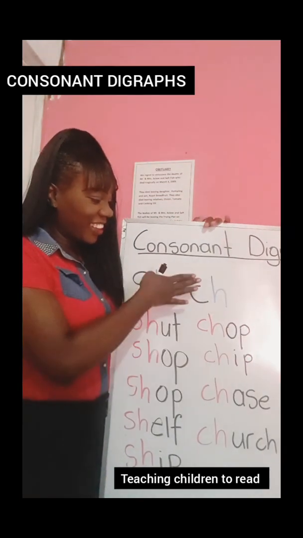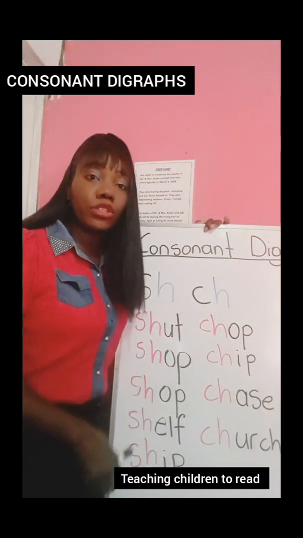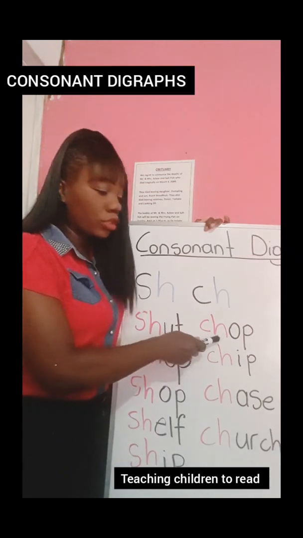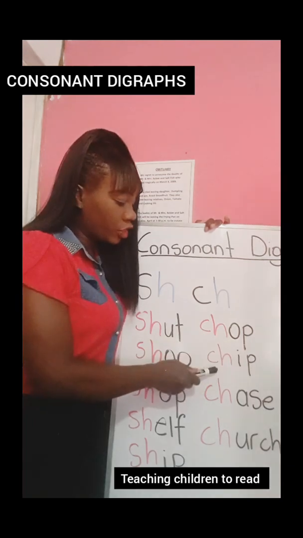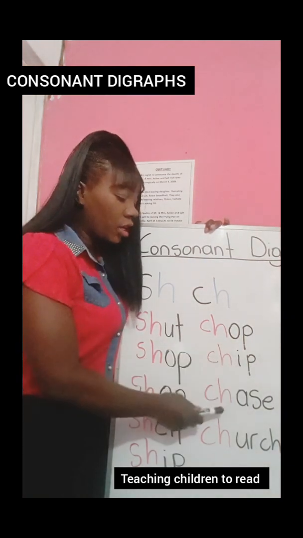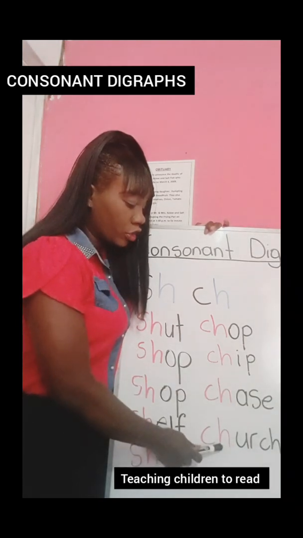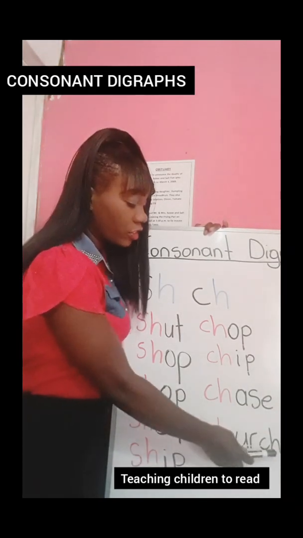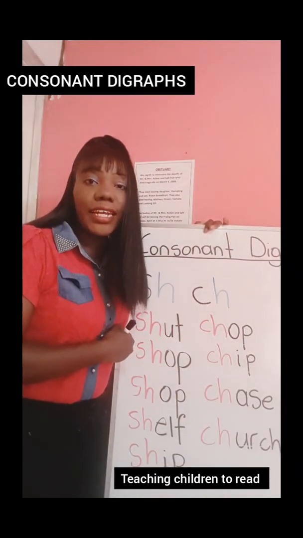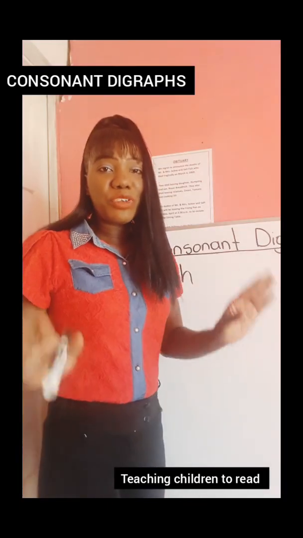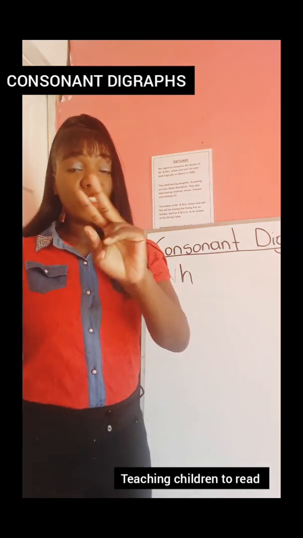And here are some words that C and H make. So remember the sound ch. Chop, chip, chase, church. And church has 2 CHs. So the sound for C and H is ch. So remember I said that H had 4 friends and we did 2 already.